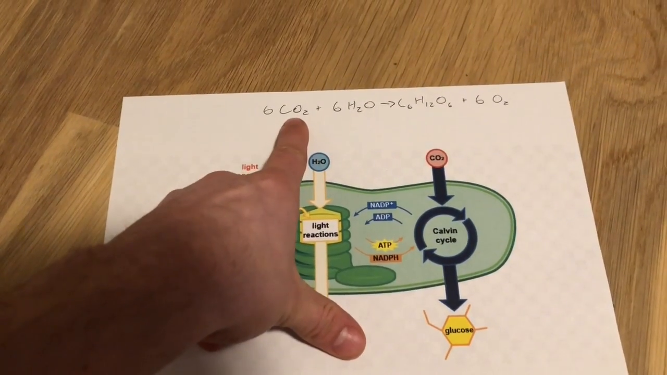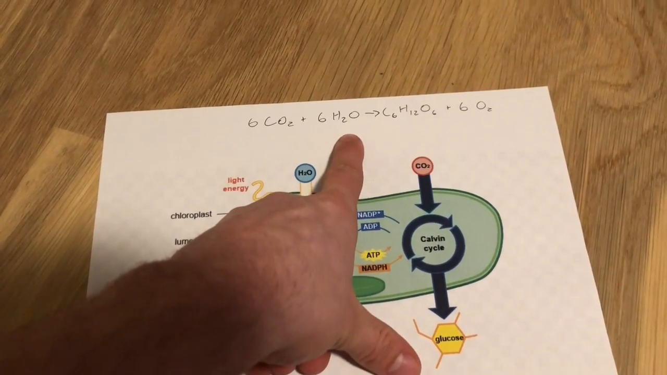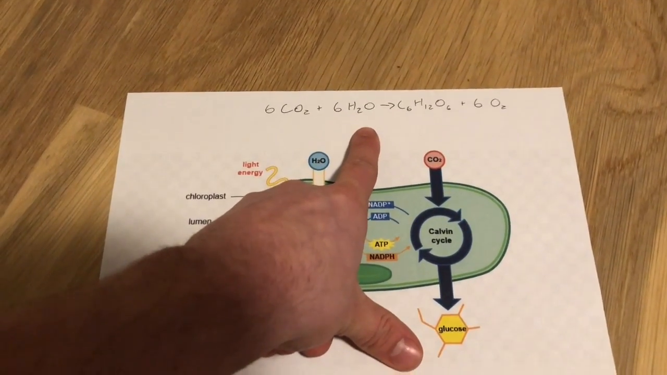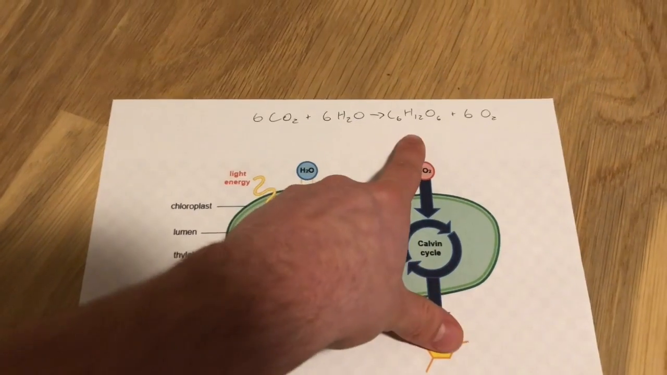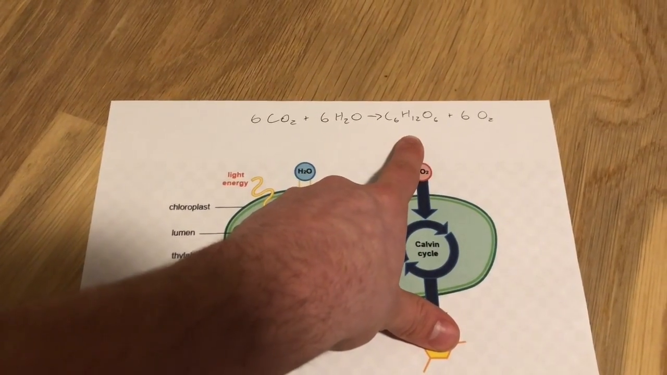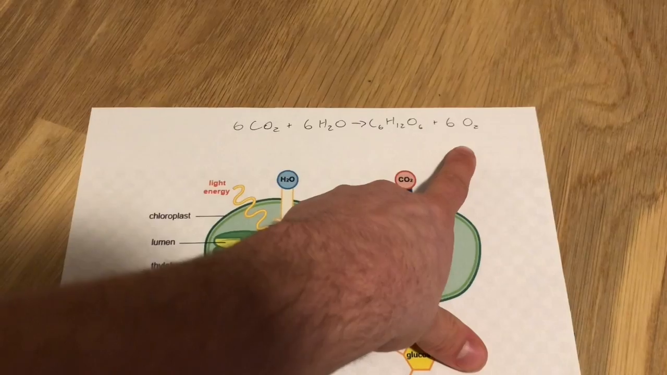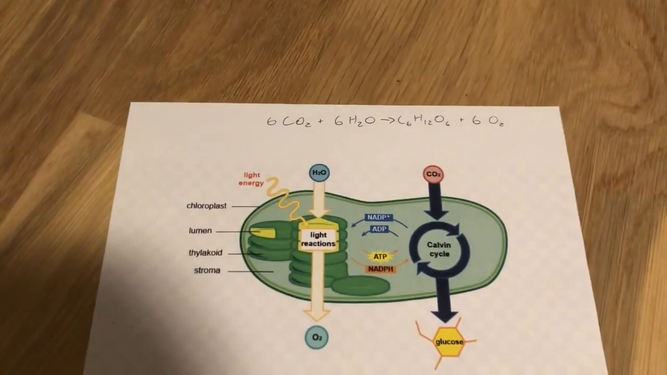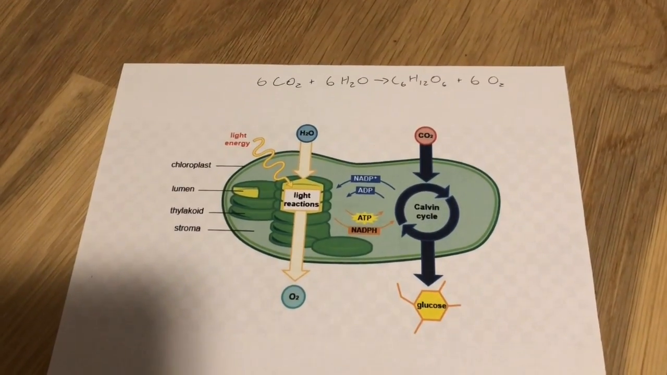This is 6 carbon dioxide molecules, 6 water molecules. Once the photosynthesis process occurs, it is rearranged into glucose, and then 6 oxygen is released as waste product. That was the photosynthesis process.